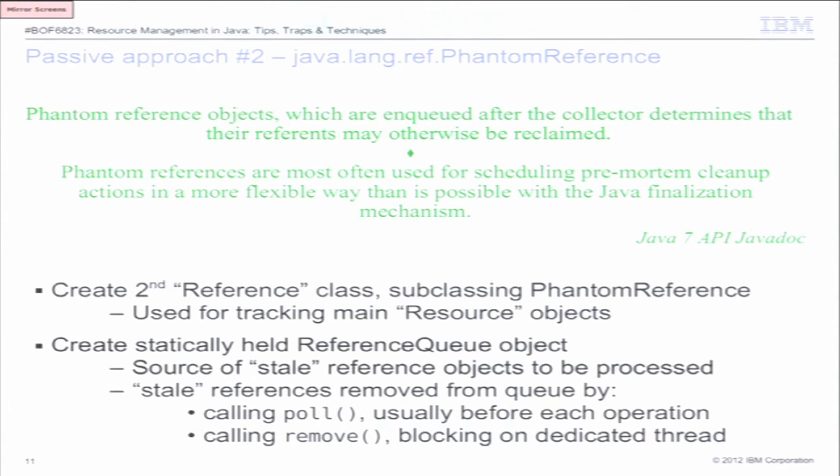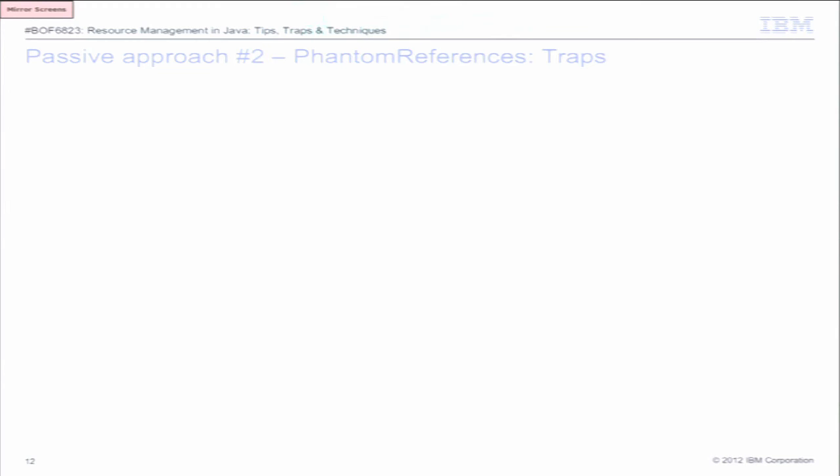So in that case, you set up a dedicated background daemon type thread to sit on a call to the reference queue remove method, and then when it returns, it gives you back a reference object that has been queued up, a stale reference object that's been queued up for processing.